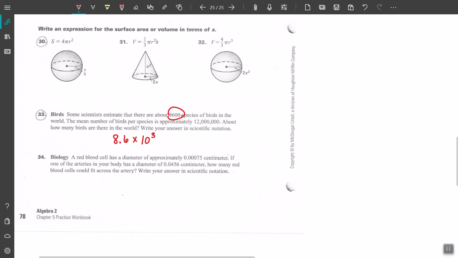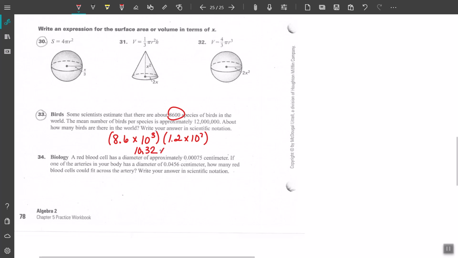All right, so we know that 8.6 times 10 to the third is the same thing as 8,600. And we're going to have to multiply that, of course. This is our number of species. And then we're going to multiply that by the number of birds per species, which is this 12 million. So if we rewrite 12 million, I'm going to make it 1.2 times 10 to the 7th. So now it's easy just to plug into our calculator 8.6 times 1.2. When I do that, I'll get 10.32.